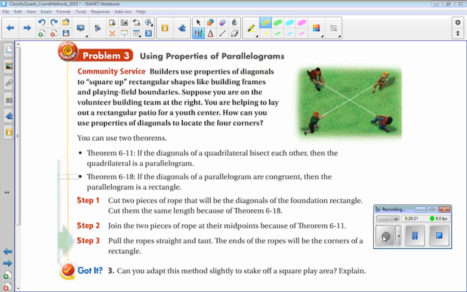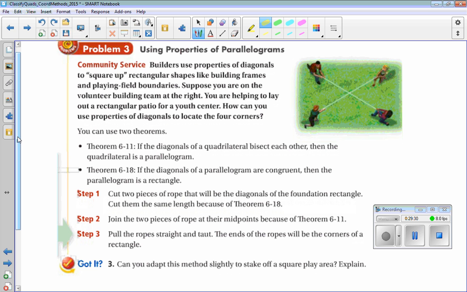Okay, so these are some examples. Now we're looking at the very bottom here. Can I adapt this method to stake off an exact square play area? Tell me what we would do differently, or in addition to this method. I don't care about a rectangle necessarily. I want it to be exactly a square. So how would I do that? What would I have to do differently to ensure that it was definitely a square? What do you think?